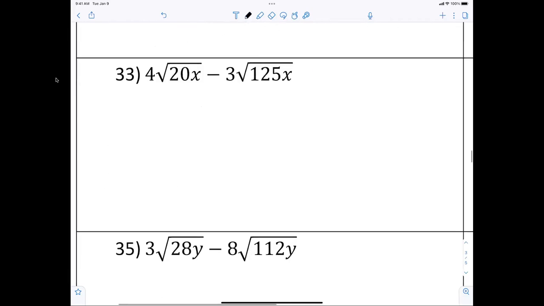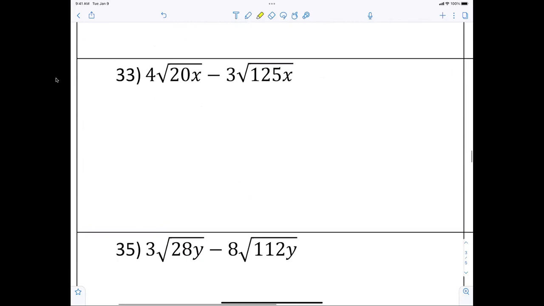Okay, now you have an annoying one, Molly. You're up. I'm sorry. Let's go. Number 33. How do I break down 20? Neither one of those is a perfect square. 4 and 5. There you go. So now what? And then 4 breaks down to 2. And then there's a 4 on the outside. So what do I do? Multiply.